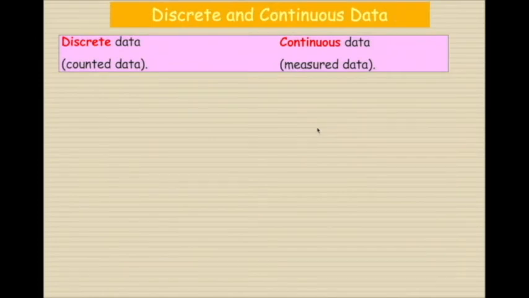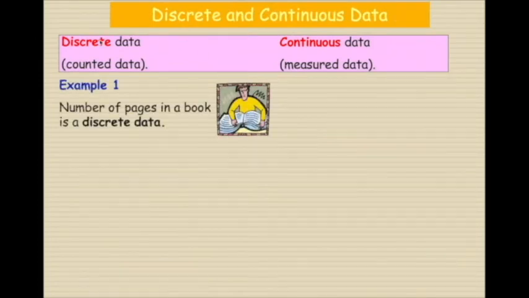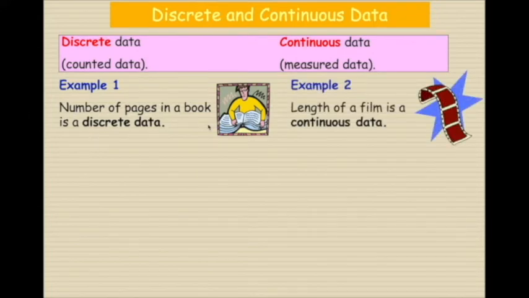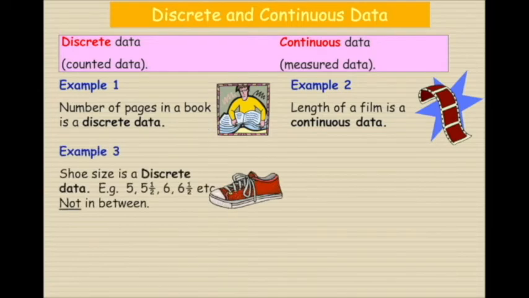So just to recap, again, discrete data is the data that you can count. Continuous data is data that you measure. For example, number of pages in a book is a discrete data. Length of a film is a continuous data. Shoe size, well, this is a bit tricky.